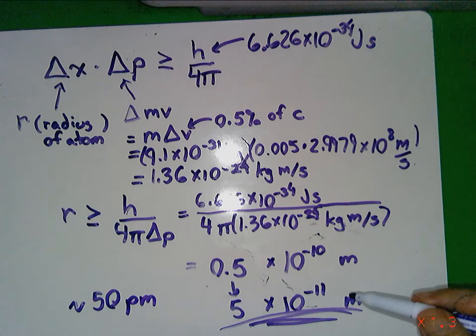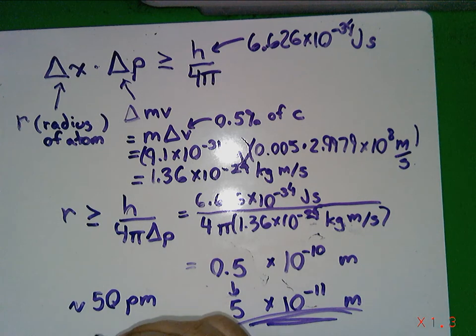A picometer is 10 to the minus 12 meters. So this is 50 of those. And guess what the true radius of a hydrogen atom is? It's about 53 picometers. So I'm just about right.